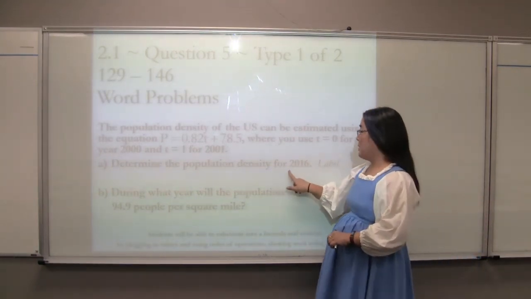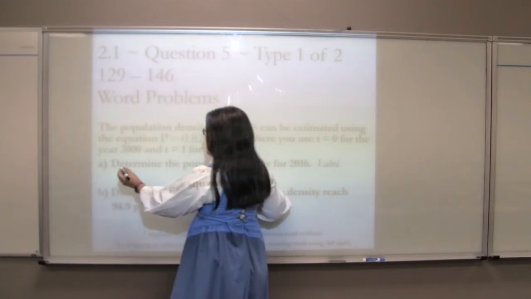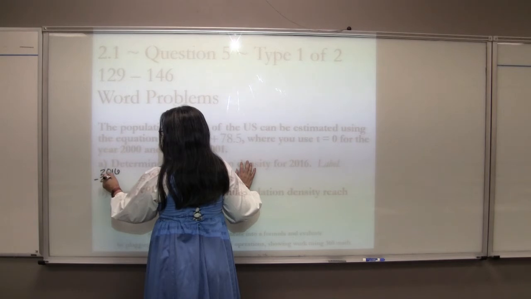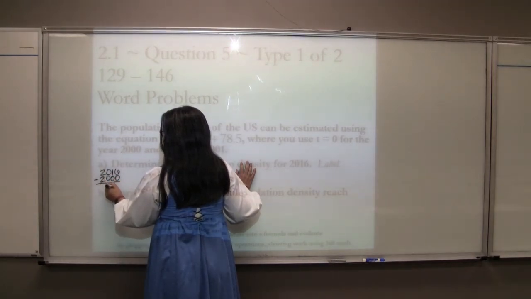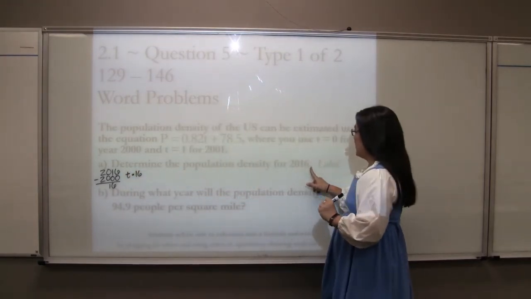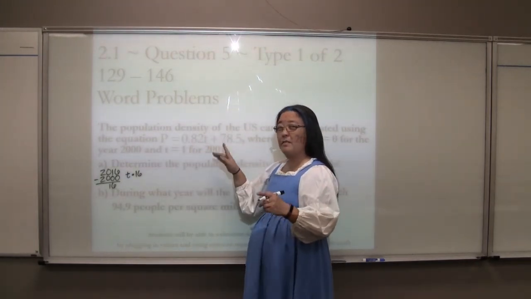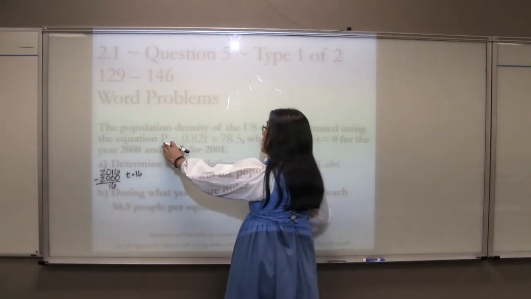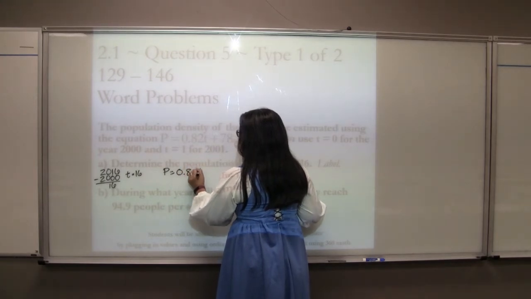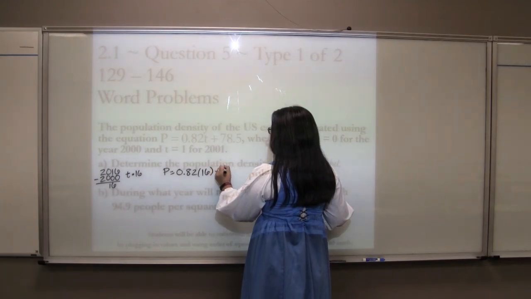So here, determine the population for the year 2016. I need to know what the t is. So since t is 0 is the year 2000, 2016 minus 2000 gives me 16. Therefore, t equals 16. We're going to take this 16 and we're going to plug it into this formula. Remember, if there's stuff on the left and stuff on the right, formula plug work answer, we're actually going to use p equals 0.82 times t. T is 16. We're going to plug it in because plug work and answer is a wonderful thing.